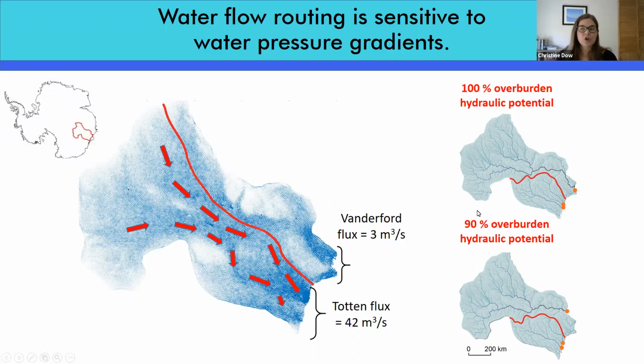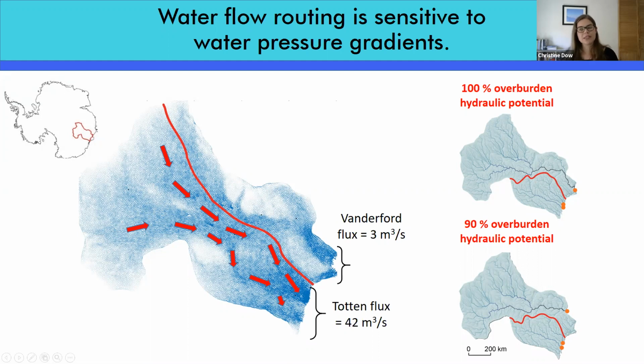Now, given that we know that Totten Glacier is far more dynamic than Vanderford Glacier, this doesn't make a lot of sense. You would expect more water to be flowing out of Totten. And indeed, when we apply GLADS, which is over on the left here, we find that the catchment is very stably divided towards more flux out of Totten and less flux out of Vanderford. This doesn't change particularly over time. It's always very consistently water flux into Totten.